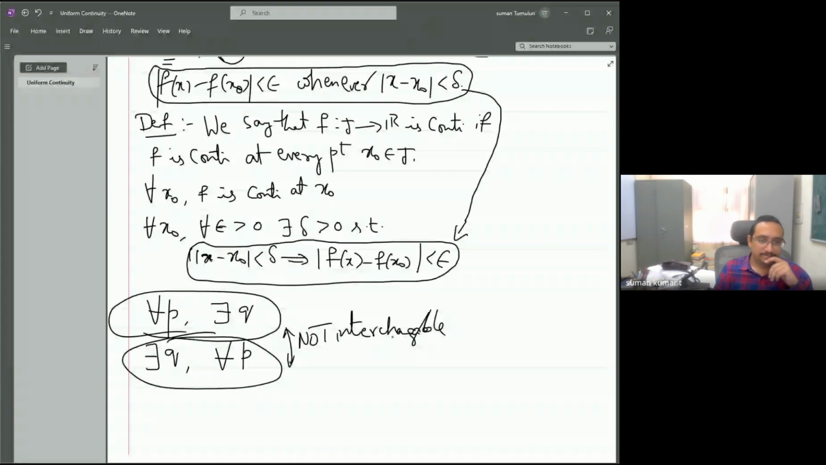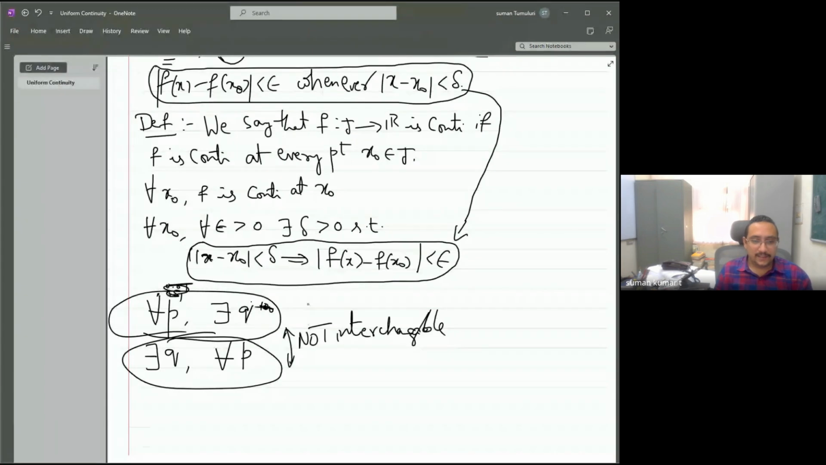I'll tell you why you should not interchange. When you say for every P there exists Q, that means if you fix P, then depending upon P, your Q value exists. There exists Q depending upon P. If you change this P, consequently Q also might change. If P is 0.1, Q could be 10. If P is 0.01, Q could be 100. If you change P, Q is also changing.